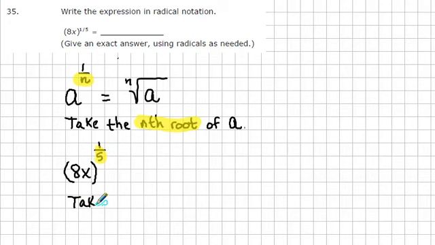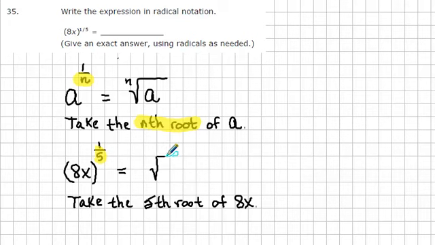So take the fifth root of the base, and in this case, because there are parentheses around 8x, the base is 8x. Take the fifth root of 8x. So the way that we write that down symbolically is we write down a radical symbol. We put the base 8x underneath the radical symbol, and then we put the index 5 right next to the radical. And the way that we would read this would be the fifth root of 8x.